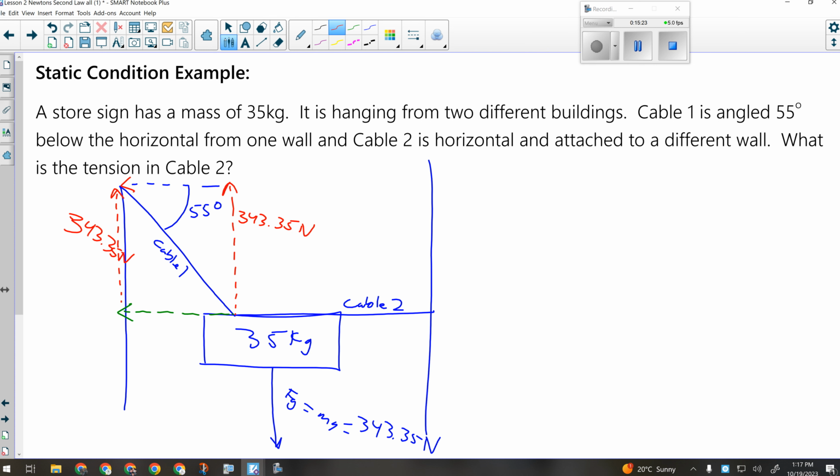Would you agree? Okay, so I got to do a little bit of trig here. I've got this angle, I've got the opposite side, and I'm looking for the adjacent side. So what trig function am I going to use? Tan. So the tan of theta is going to equal the opposite side, which is what I have, 343.35, divided by the adjacent side, which is what I'm looking for. If I cross multiply here, cable 2 is going to equal 343.35 divided by the tan of 55.